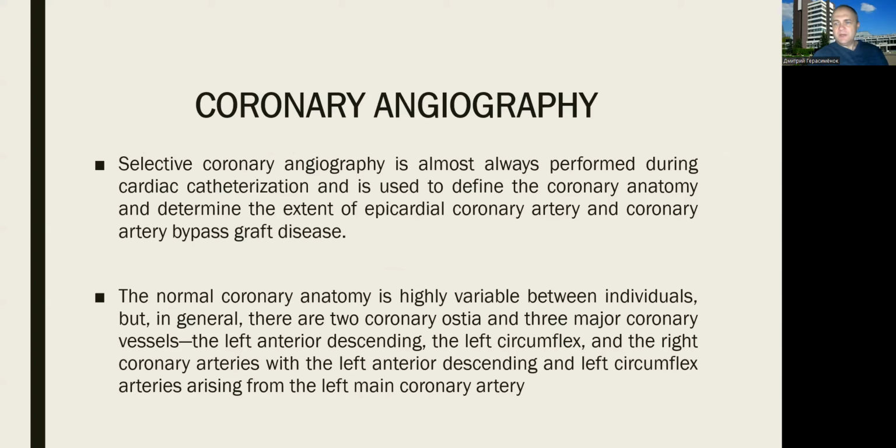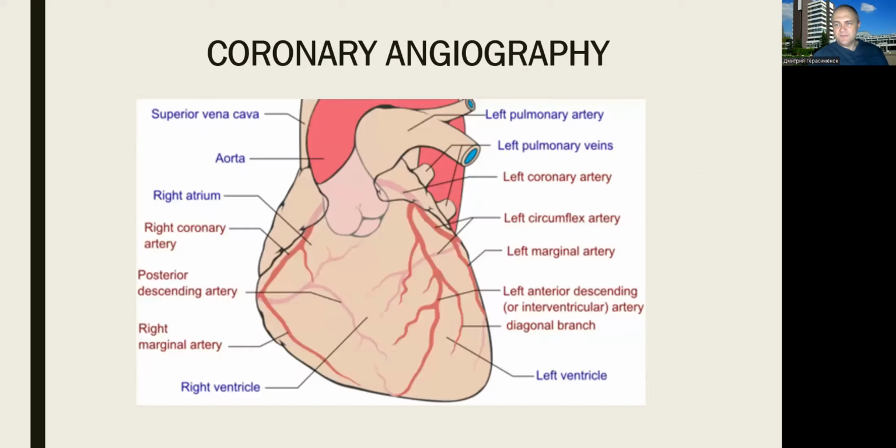The normal coronary anatomy is highly variable between individuals, but in general there are two coronary ostia and three major coronary vessels: the left anterior descending, the left circumflex, and the right coronary arteries, with the left anterior descending and left circumflex arteries arising from the left main coronary artery.